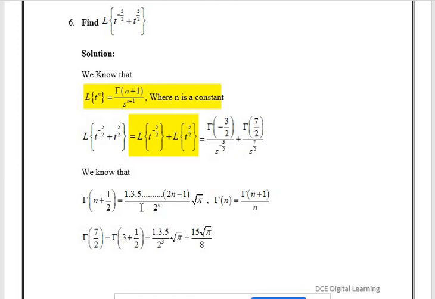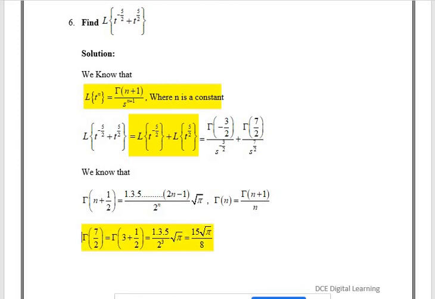So like this. Now by using the gamma functions, gamma of n plus half is equal to 1, 3, 5, and so on up to 2n minus 1 by 2 to the power of n into root pi. Gamma n is equal to gamma of n plus 1 by n. Now let us take gamma of 7 by 2 as gamma of 3 plus half. So we get 1 into 3 into 5 by 2 cube root pi, which is equal to 15 root pi by 8.